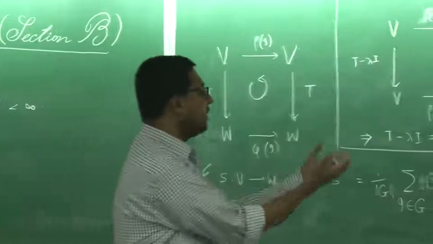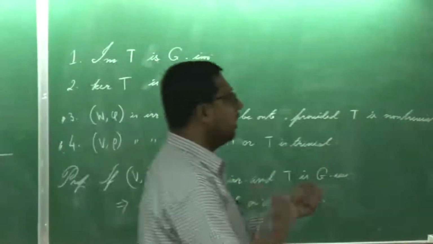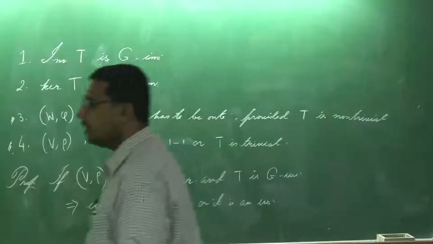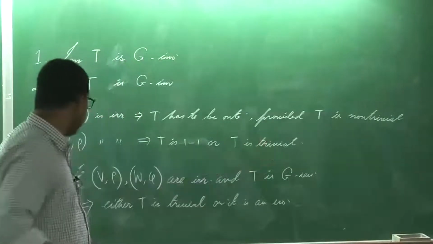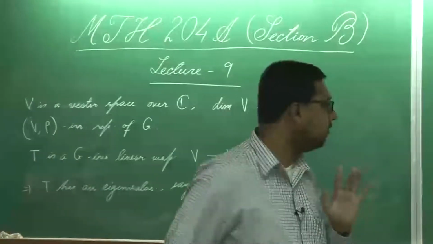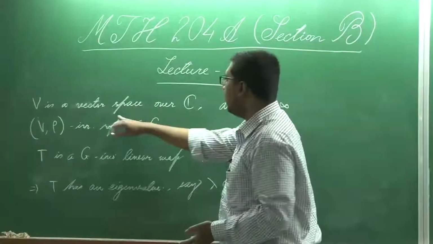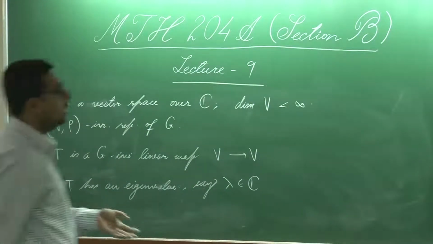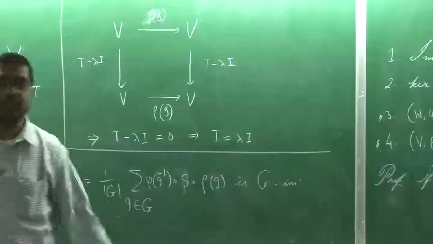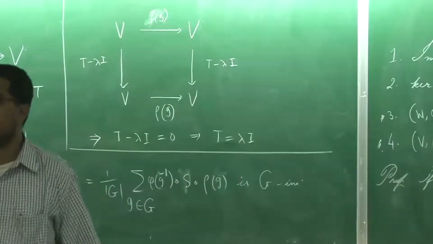I repeat, for any two representations (V, ρ) and (W, φ), we have only two choices. This part we do not need G to be finite, and the dimensions are also allowed to be anything. If they are not isomorphic, then the trivial map is the only G invariant linear map between them. In the second case, if the representations are the same and finite dimensional over C, then these are the only G invariant linear operators.